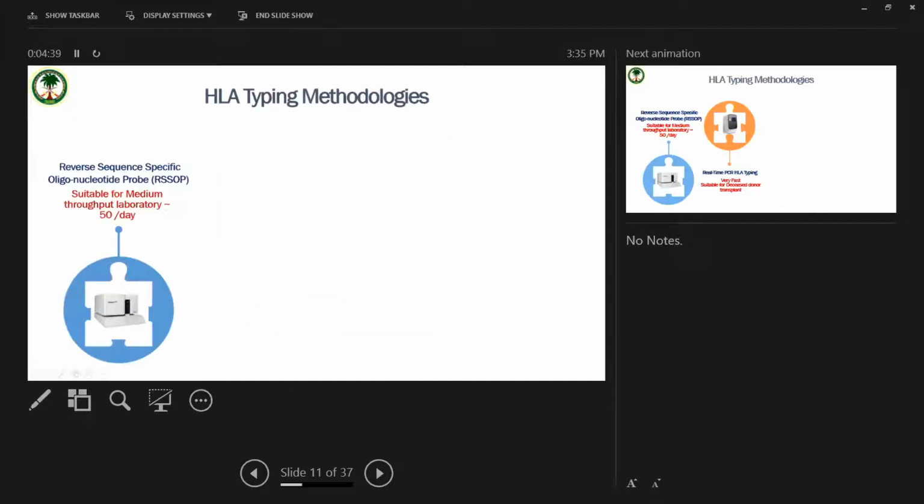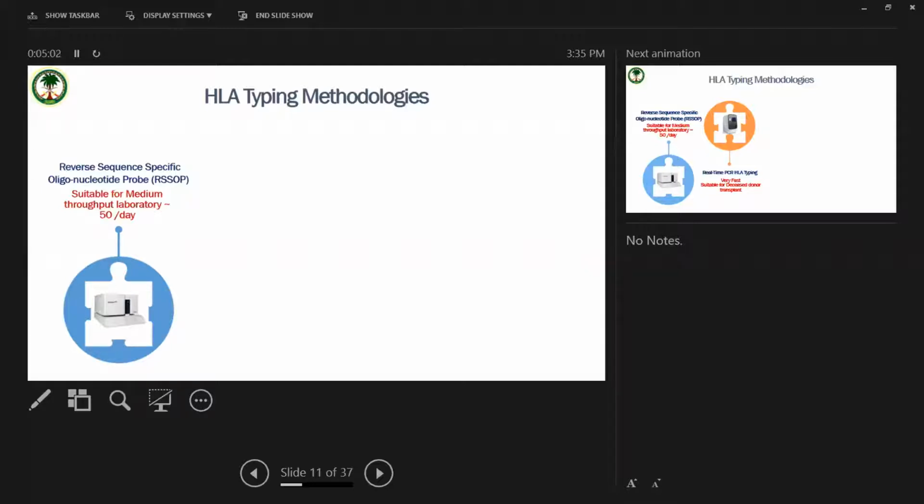There are different HLA typing methodologies applied in the laboratories, and all of the techniques are excellent, but utilizing these techniques depends on the throughput of the laboratory, and it depends on the clinical program that the laboratory is serving. So in choosing the technique, we need to know what it is going to be used for.